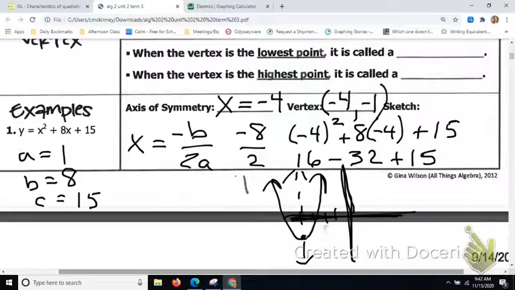And the min here, if they ask you for the min or for the minimum, the min is negative 1. So the min comes from the y portion of the vertex. It's like, how low does it go? And if it was a max, it's answering the question, how high does it go?